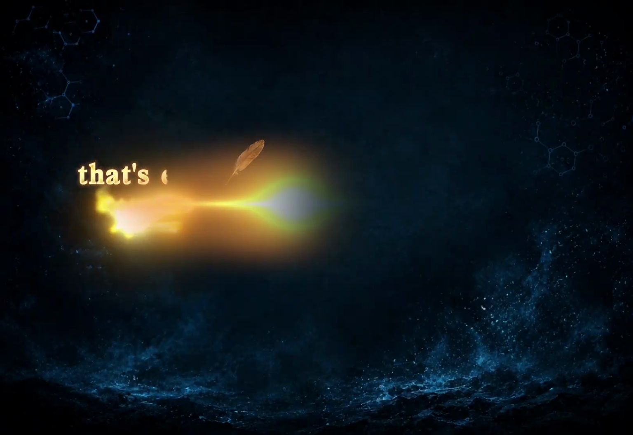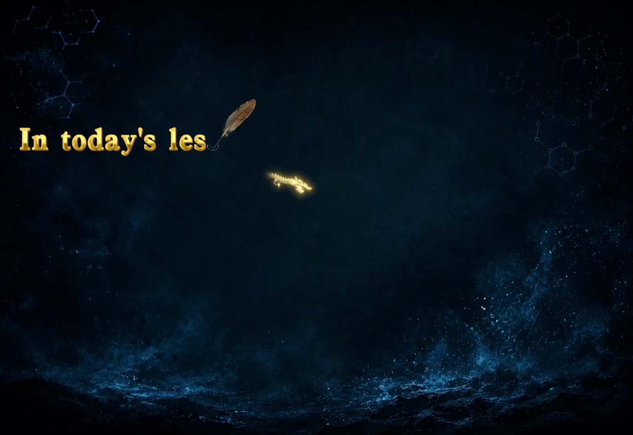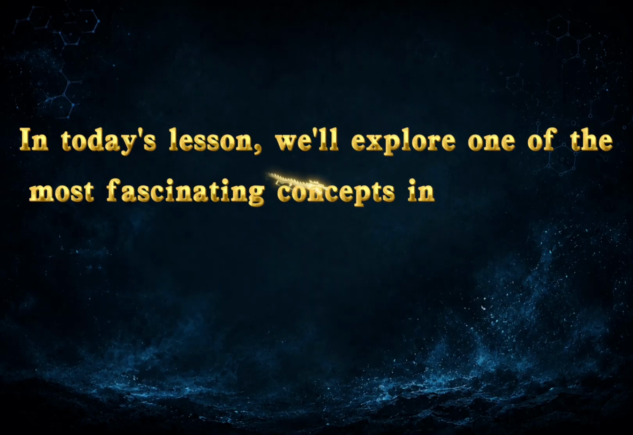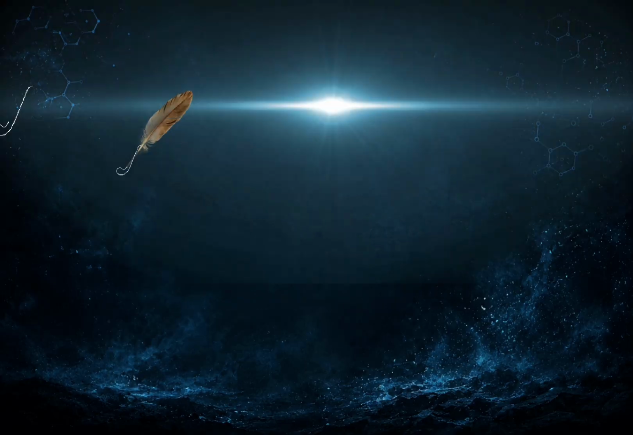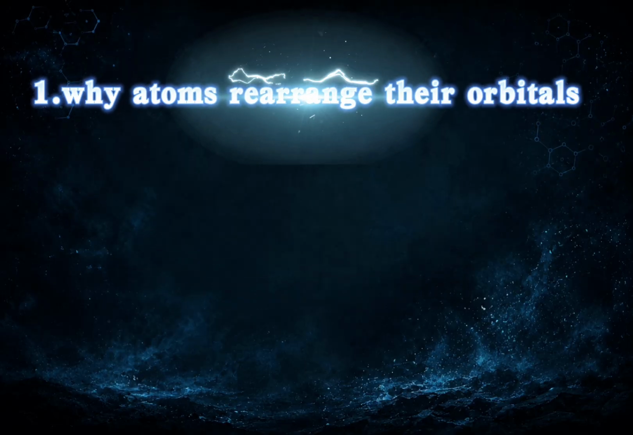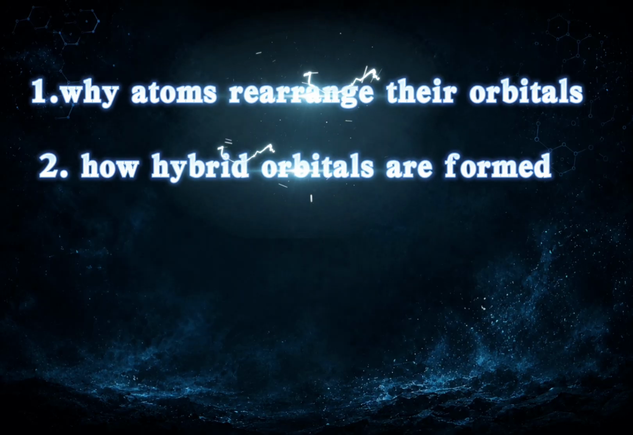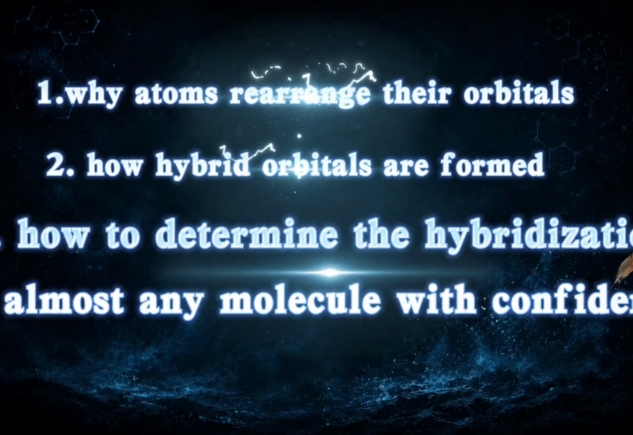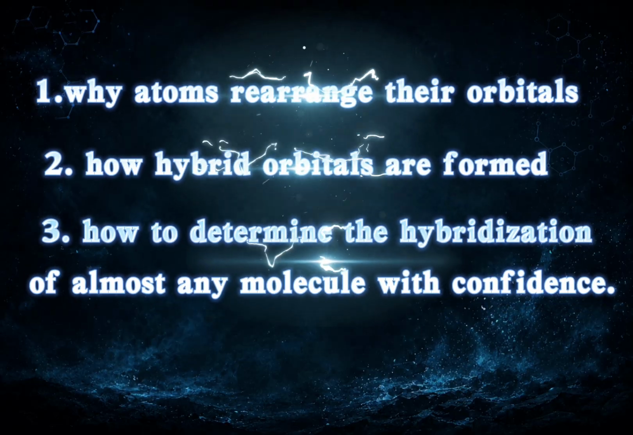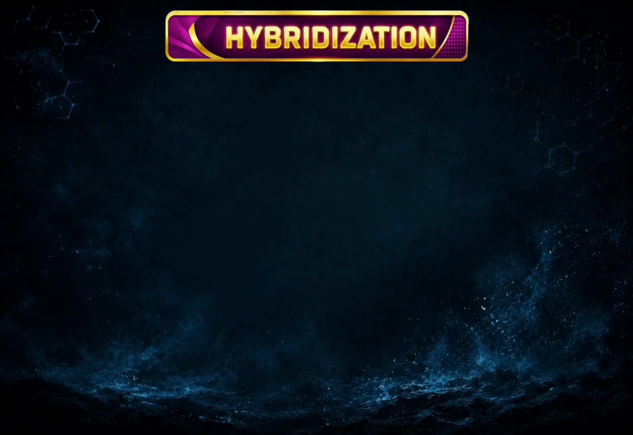Well, that's exactly what we're about to uncover. In today's lesson, we'll explore one of the most fascinating concepts in chemistry: hybridization. By the end of this video, you'll understand why atoms rearrange their orbitals, how hybrid orbitals are formed, and how to determine the hybridization of almost any molecule with confidence. So, let's dive in. To understand hybridization, we first need to understand the problem it was created to solve.